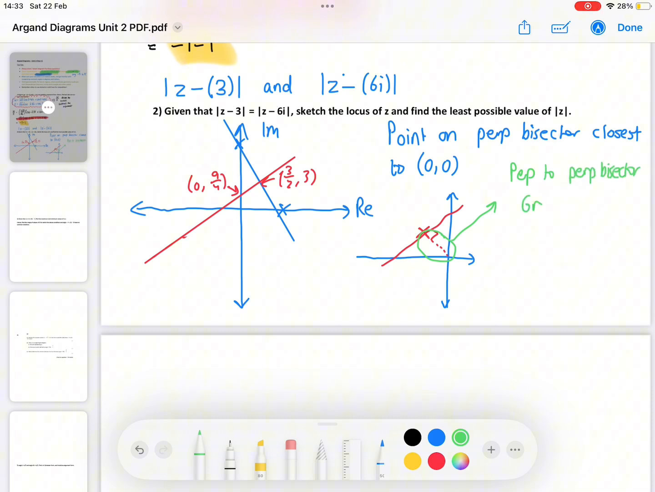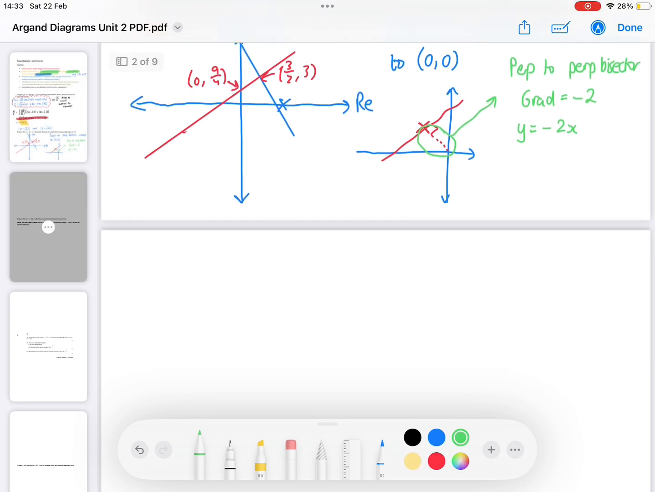And so the gradient is going to be -2, because that's what we worked out earlier when we were doing our original line. And obviously it passes through the origin, so the equation of that line is therefore going to simply be y equals -2x. And we already know the equation of the perpendicular bisector, so all we now need to do is solve simultaneously to find z. And then finding the modulus of z from there should be pretty straightforward.